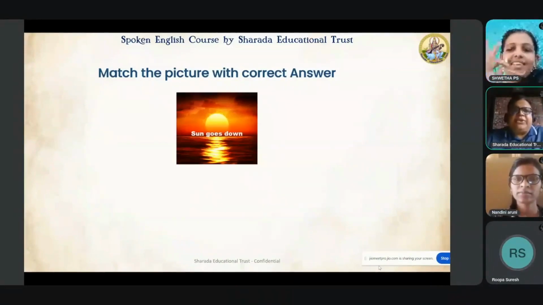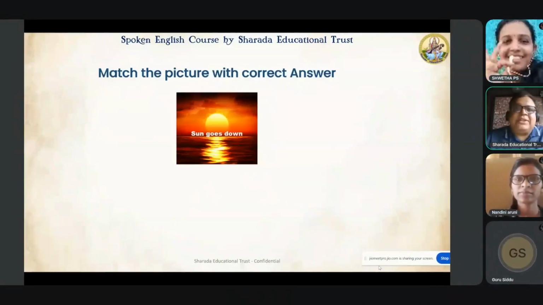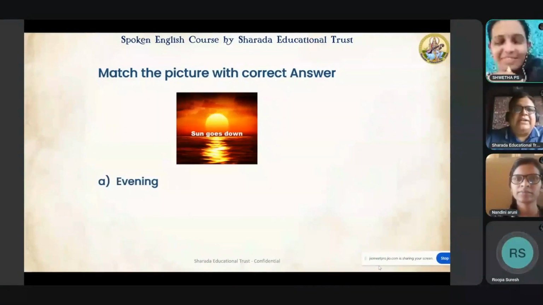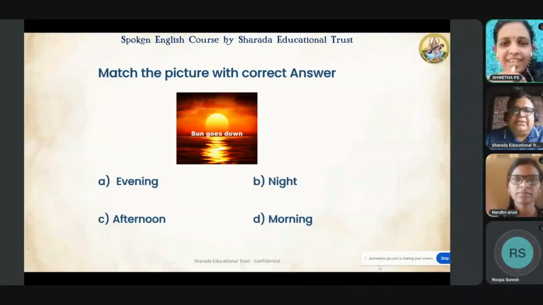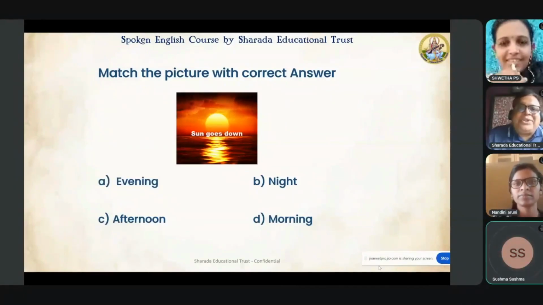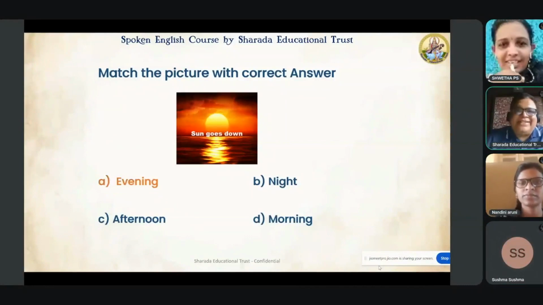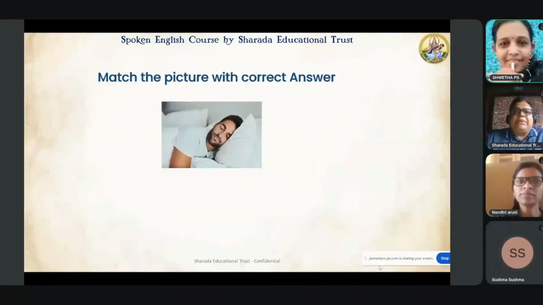The sun is going down. The reason I mentioned that is because morning or early evening looks the same, right? So what is the right answer? A. Evening. Yeah, it is evening. If I had not put that the sun goes down, even morning would look like this, right? Yes, sir. That's why I mentioned it. Match the picture with the correct answer.